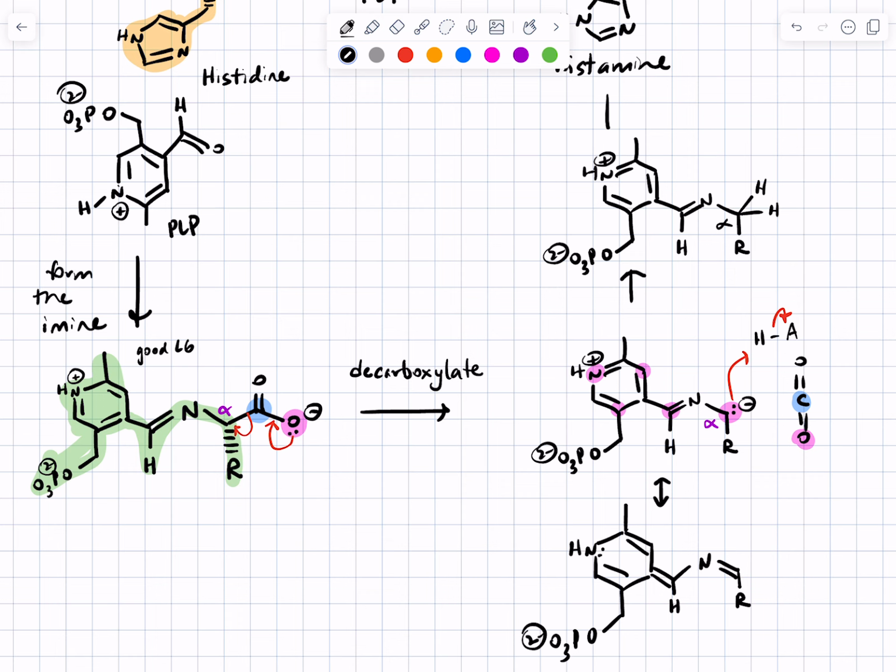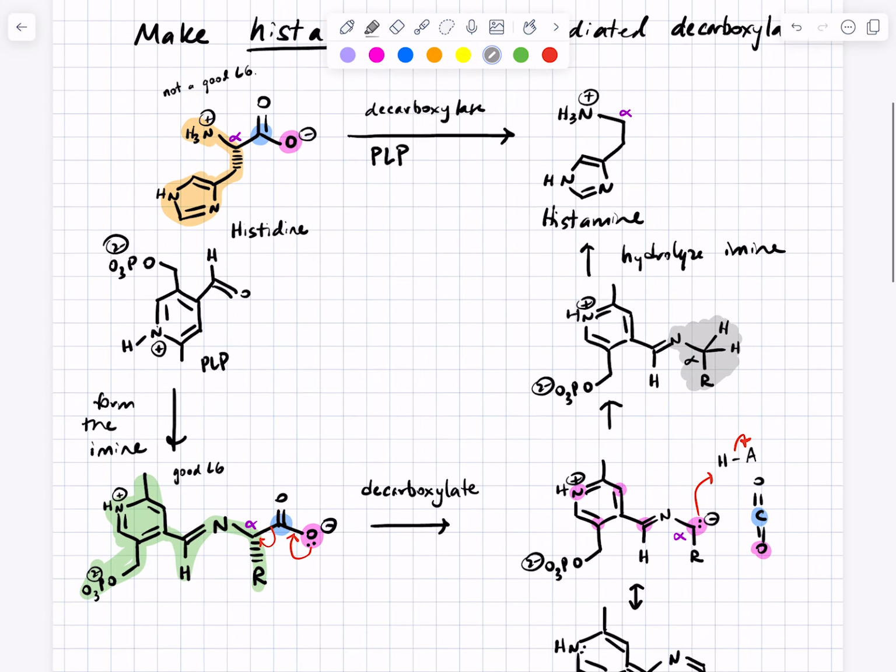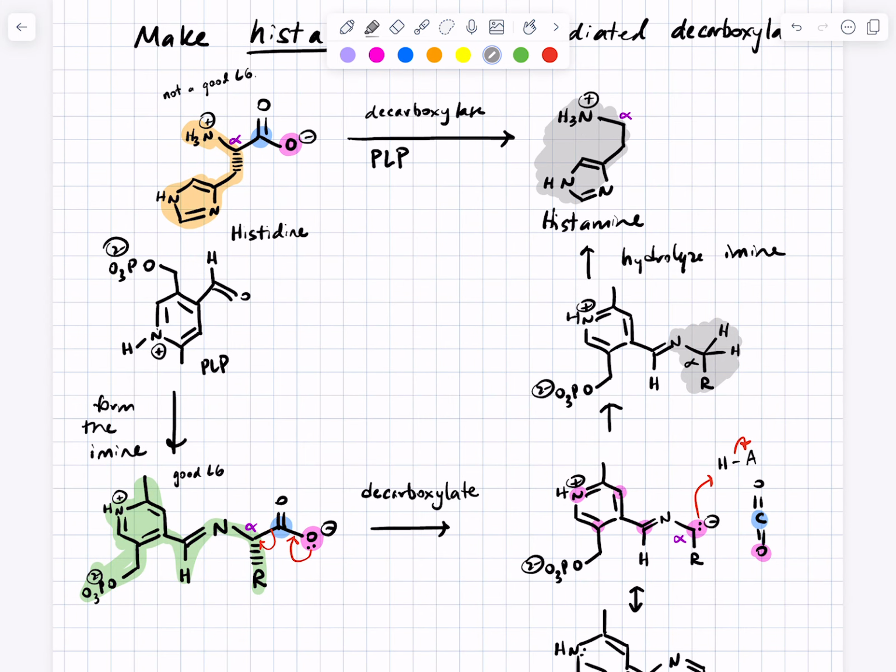Okay, and then all we do to get to histamine is we hydrolyze the imine, and then this portion of the molecule here is now histamine, okay? So that's using PLP to temporarily make the alpha carbon into a place where electrons can go so that you can do the decarboxylation reaction. All right, questions about that?